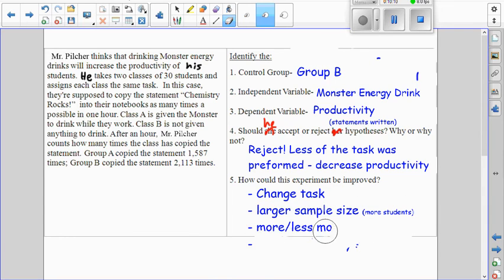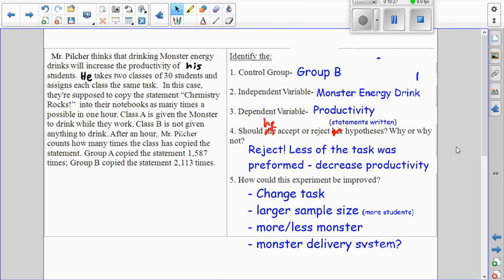Larger sample size, we talked about that. More or less Monster, maybe a little cup of Monster has one effect, but a whole can has another. Because maybe, as whoever was mentioning, it takes a while to just drink the Monster, and that's what's slowing them down. Monster delivery system, okay. Do we want to find an easy way to get people to drink the Monster? Who can say? Again, there are so many possibilities on this one. It's always good to reflect.